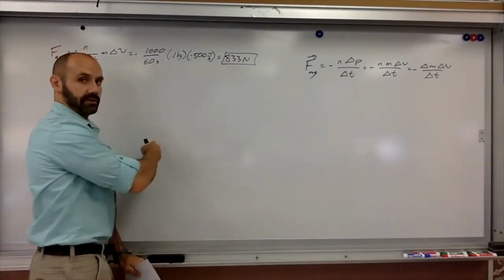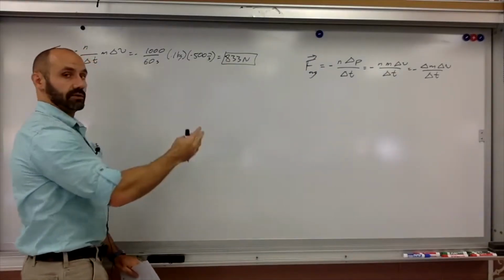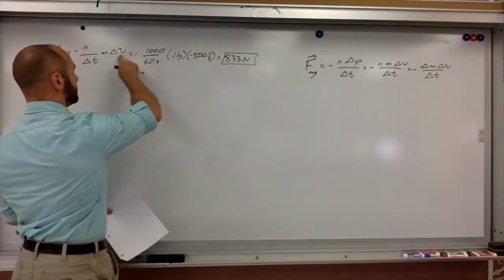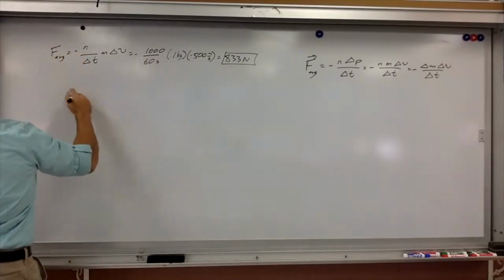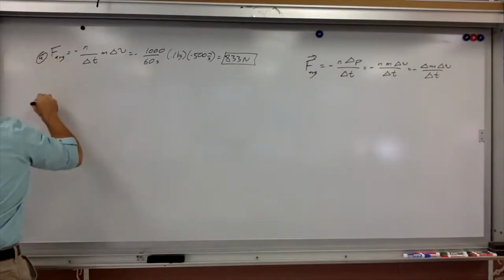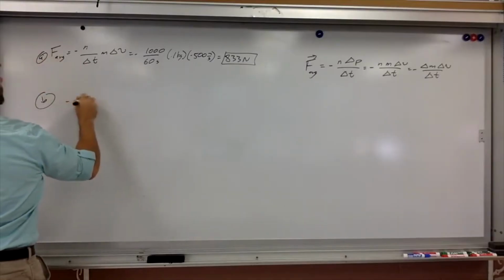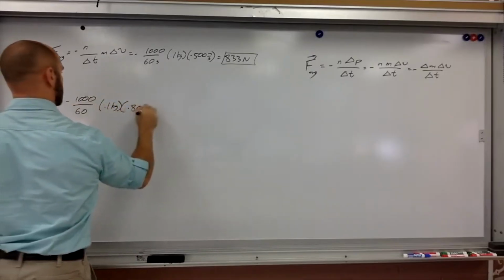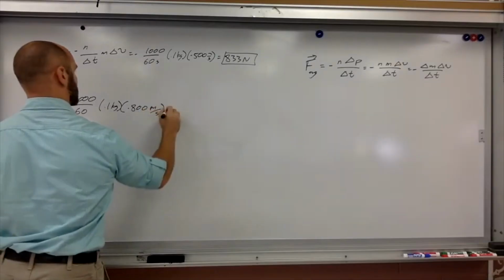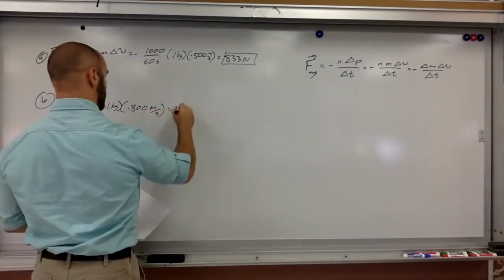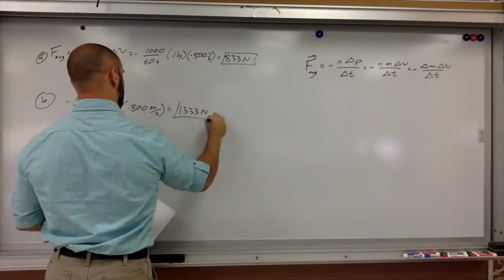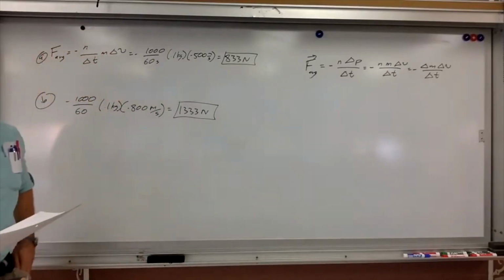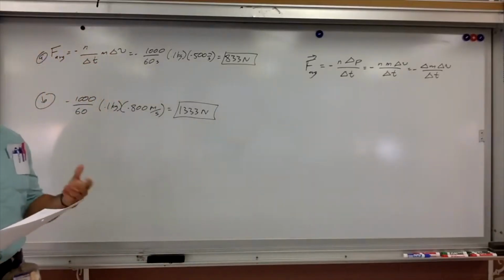In the second case, where they ricochet, the only difference is that now, instead of them stopping, going from 500 to 0, they're going from 500 to 300, but in the opposite direction. So the total change in velocity, delta v, is 800 instead. And so this is all set up the same way, but for part B now, it's going to be negative 1,000 over 60 times 0.1 kilogram times negative 800 meters per second. And that result is going to be 1,333 newtons.